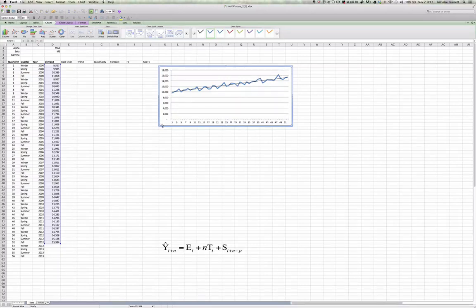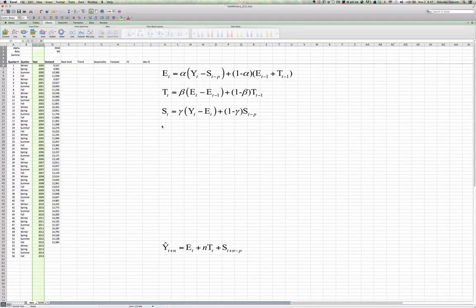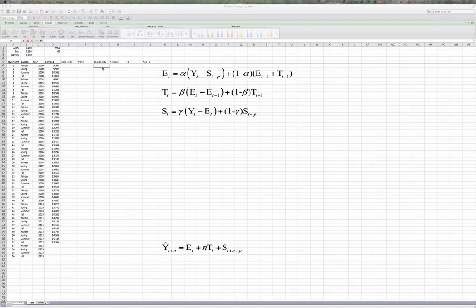Let's get rid of this graph, and what I'm revealing underneath are the formulas that we can use to implement these calculations for Holt Winters forecasting technique. And we can simply read those formulas to guide what we need to calculate.